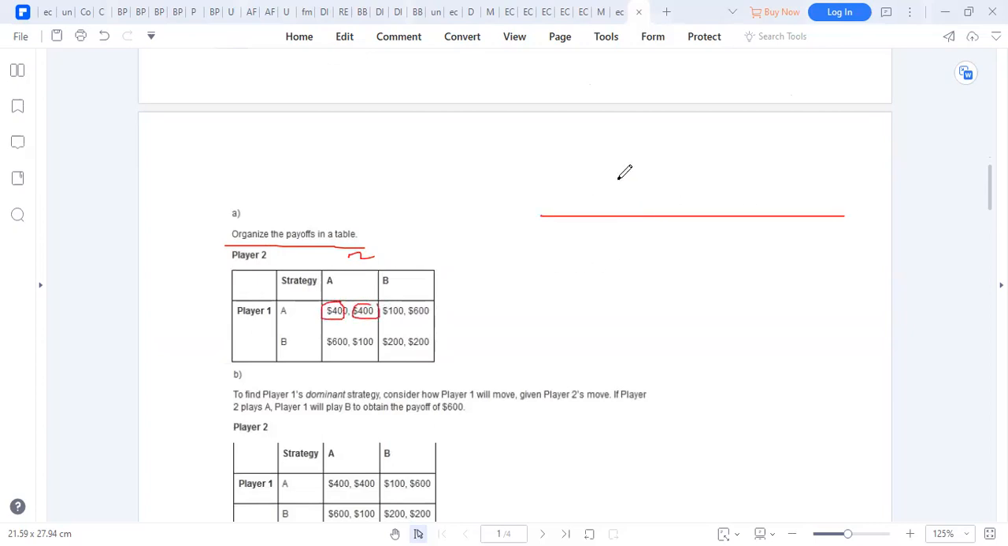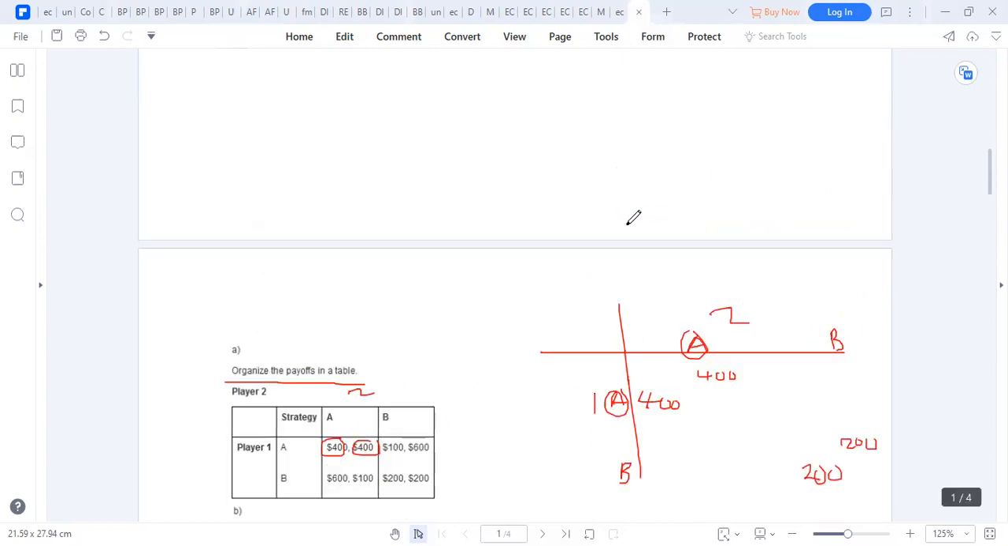Are we together so far? We have player 1 and player 2. If this one chooses strategy A and this one chooses strategy A, this one will make 400 and this one also makes 400. Is that clear? If this one chooses strategy B and this one chooses strategy B, they'll make 200 each. Are we together? Yes. Then what else are we told?